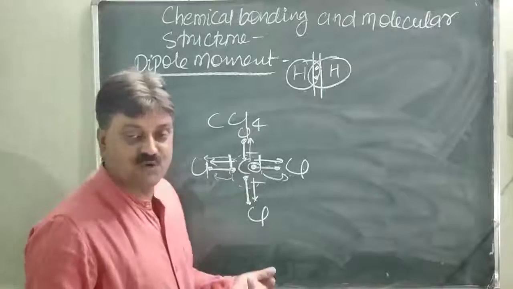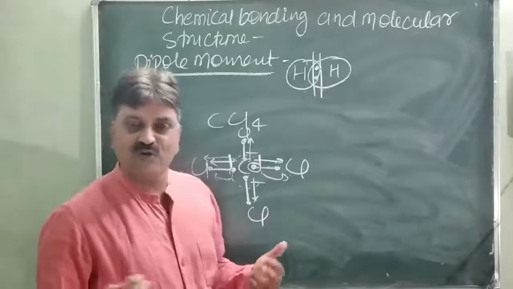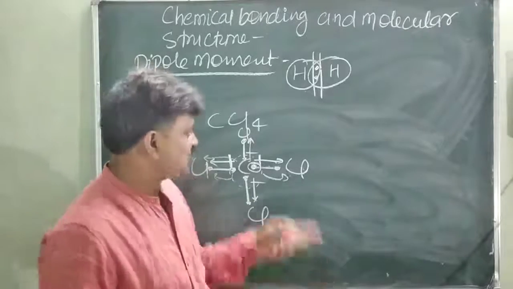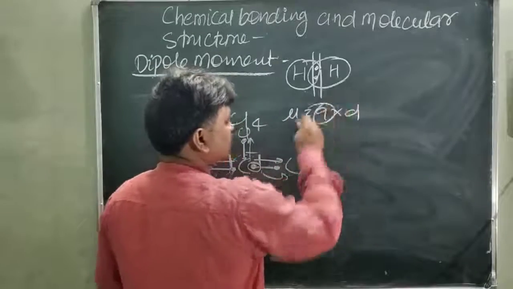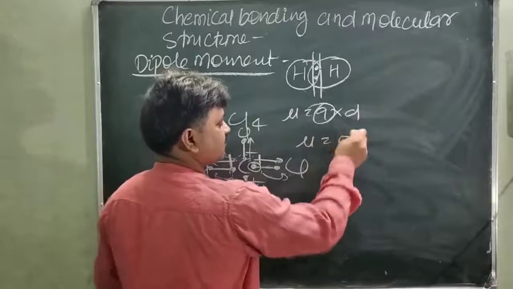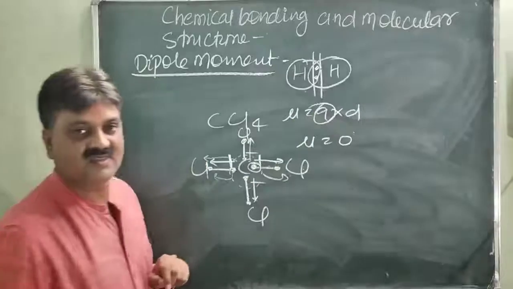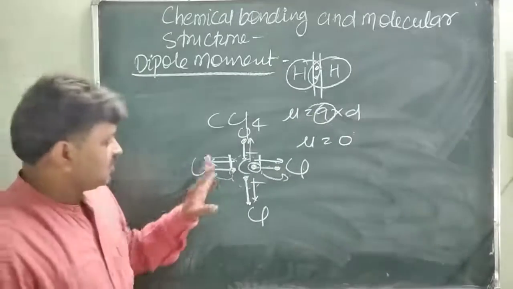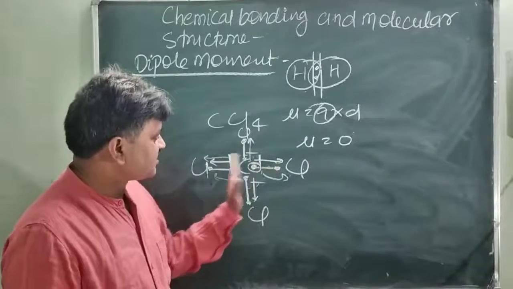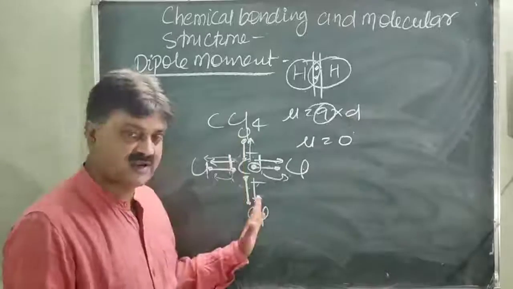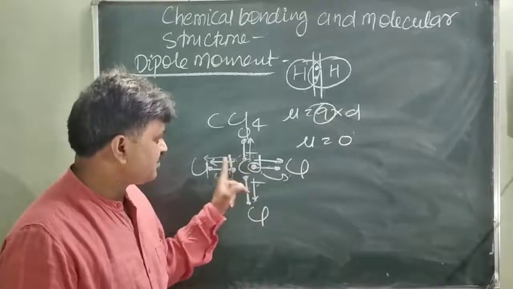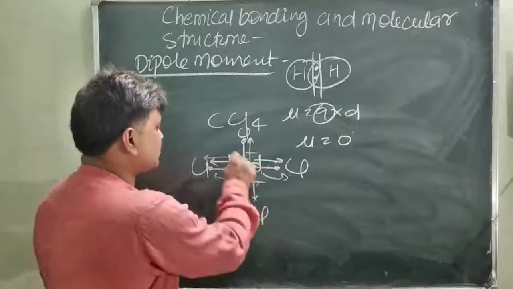So whenever there is no movement of electron, there is no polarization. So the Q value is equal to 0. So what will happen? Mu is equal to Q times D, and there is no Q, so mu is equal to 0. Is it clear? So whenever the same types of atoms are present on both sides, you will see direction is given, the moment is given, but they cancel each other.